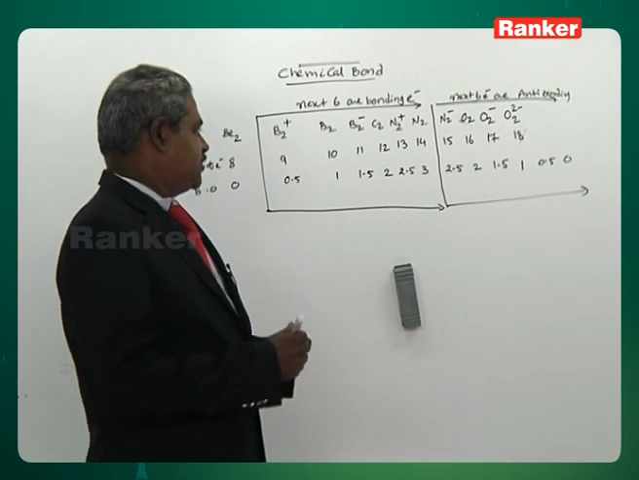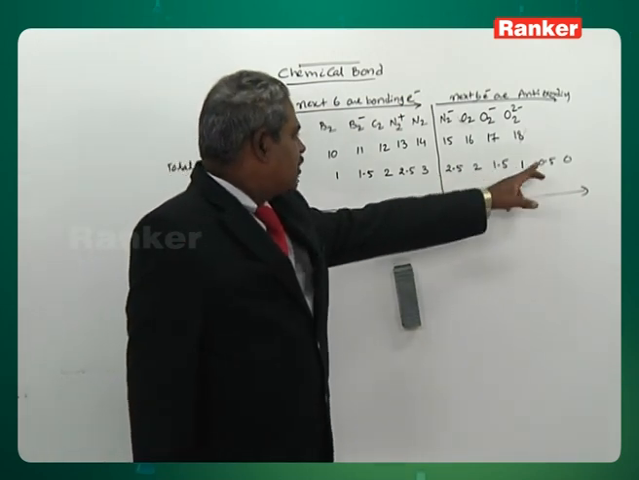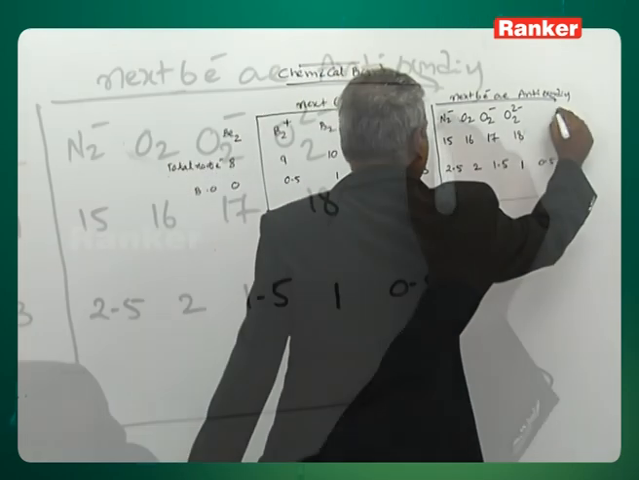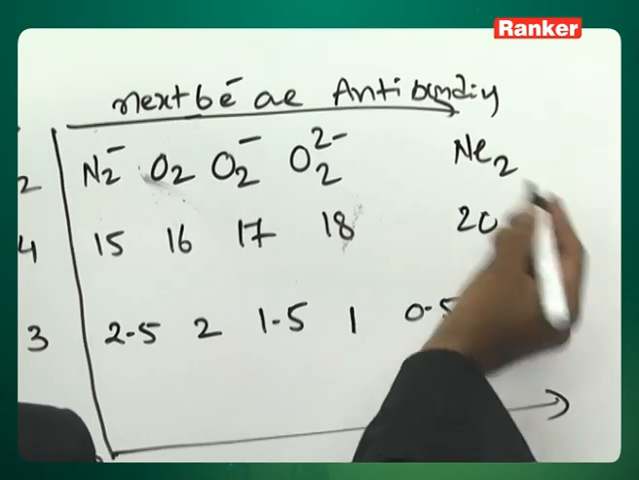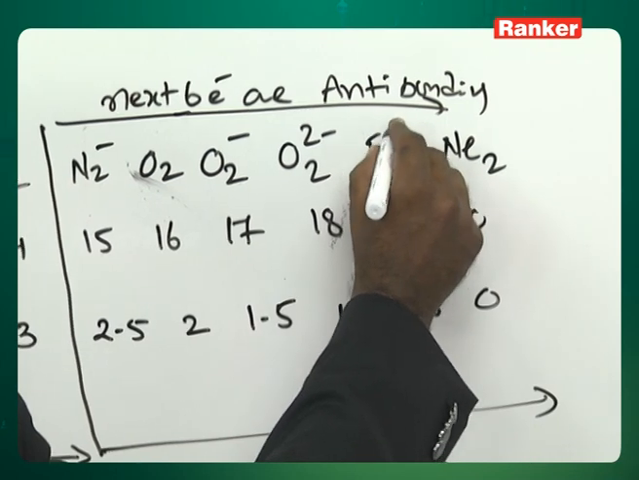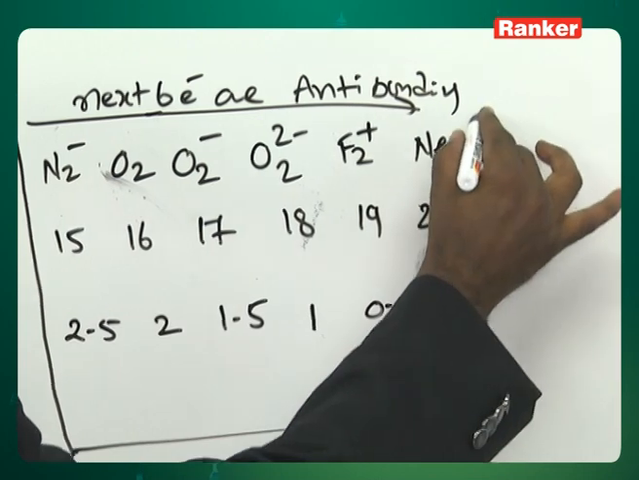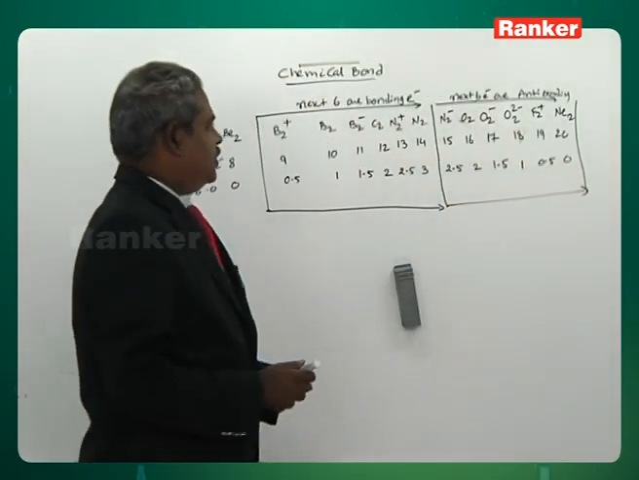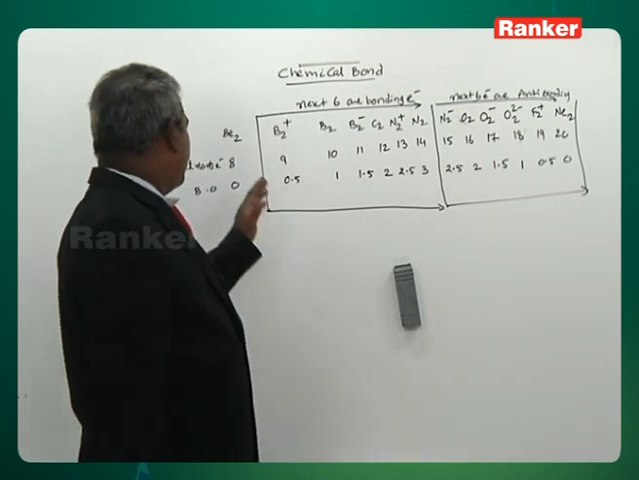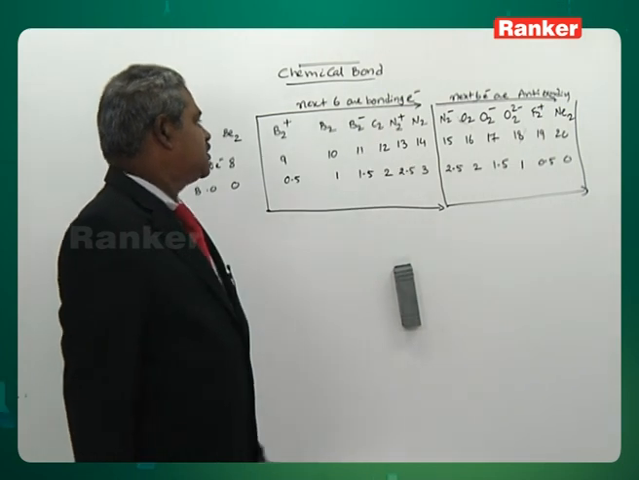2.52. So we have to decrease. 2.52, 1.5, decrease a half, decrease another half, 0. So Ne2, finally Ne2, 2 neon atoms. So you can call it F2 plus, 90. Now, once again, diatomic neon does not exist. So up to 8, after 8, the next 6 are bonding, the last 6 are anti-bonding.